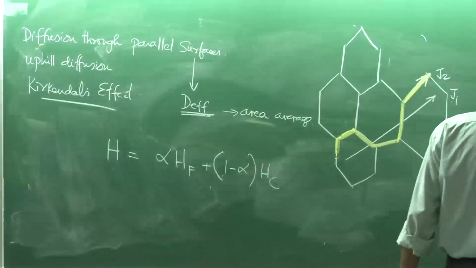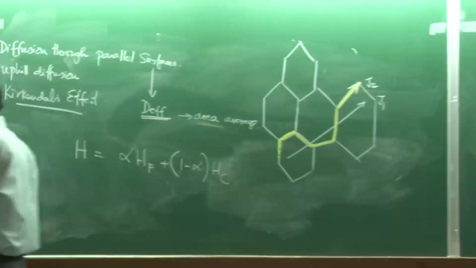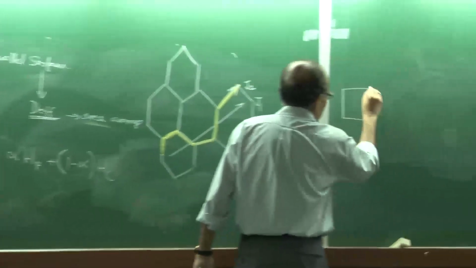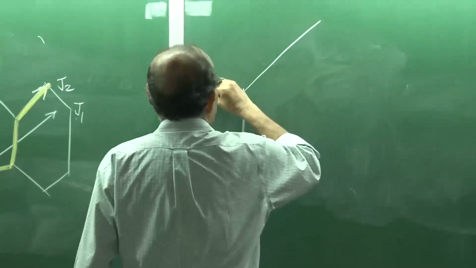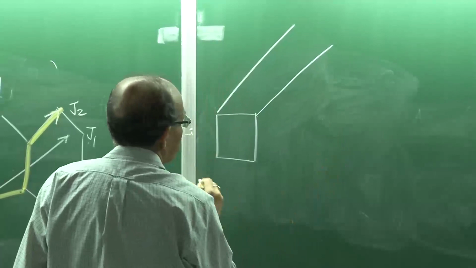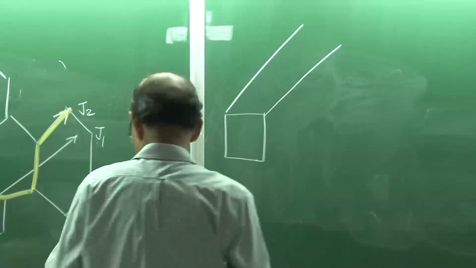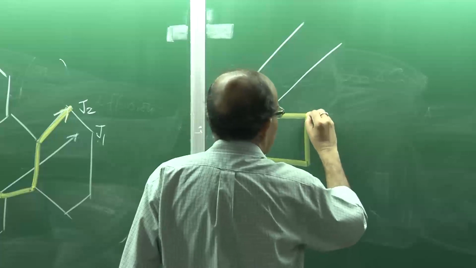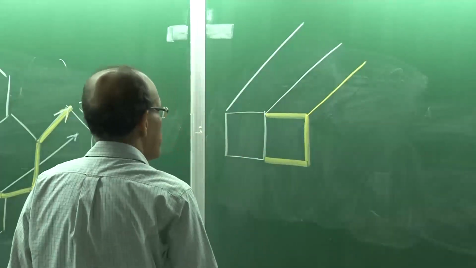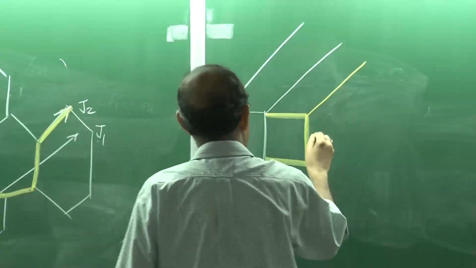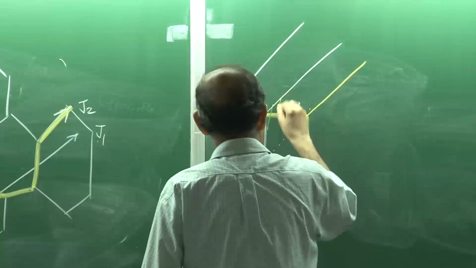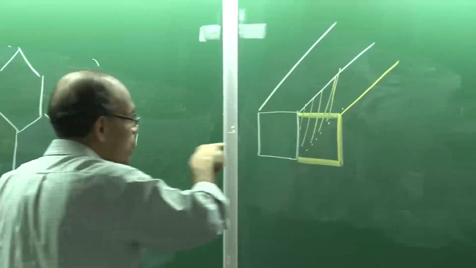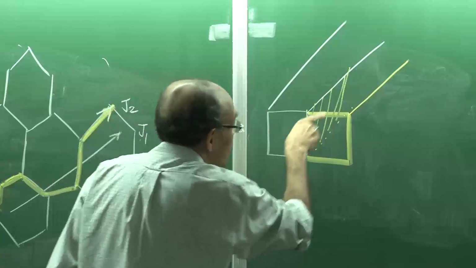Now suppose I have two different materials. One is this, and the other is drawn like this. We are considering basically a parallel diffusion, and it is this particular surface, as you can see here, which is an interface between the two. Through this phase the diffusion is taking place along this direction, and through this phase the diffusion is taking place along this direction.